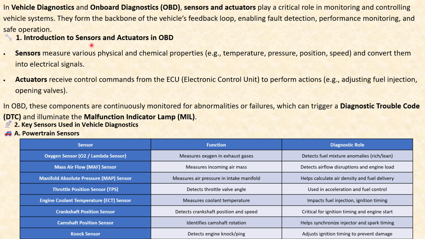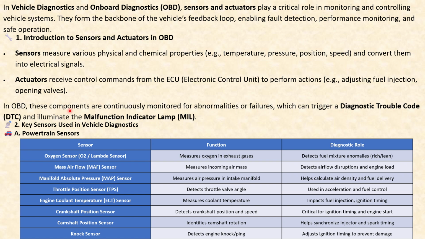Now, talking about the introduction to sensors and actuators in OBD, sensors measure various physical and chemical properties, for example temperature, pressure, position, speed, and convert them into electrical signals. And when it comes to actuators, this is common knowledge. They receive the control commands from the ECU to perform actions. Actuators are the actual executing components. For example, adjusting fuel injection, opening valves. So this is the role of actuators.